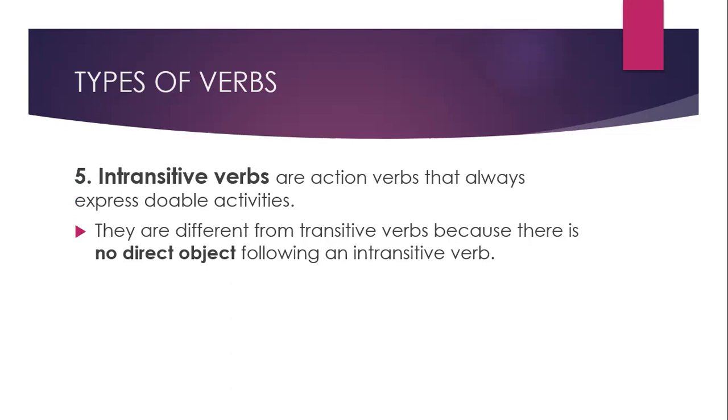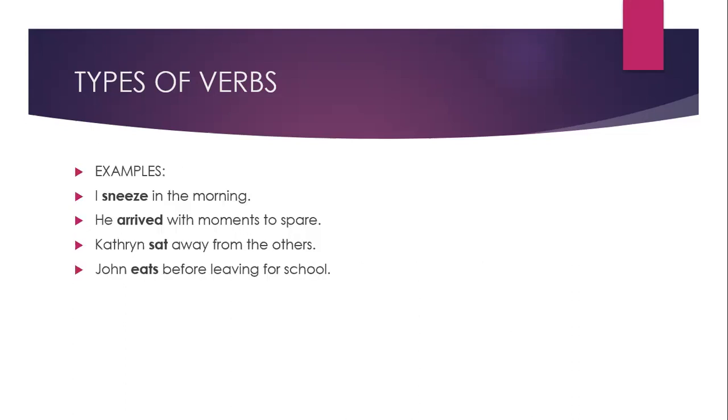Then we have intransitive verbs. These are action verbs that also express durable activity, but they are different from transitive verbs because here we don't have a direct object following an intransitive verb. So whatever follows the verb will let you know whether it is transitive or intransitive. If a noun or a direct object is following the verb, that verb is a transitive verb. But if the verb is not followed by a direct object, then it is an intransitive verb.